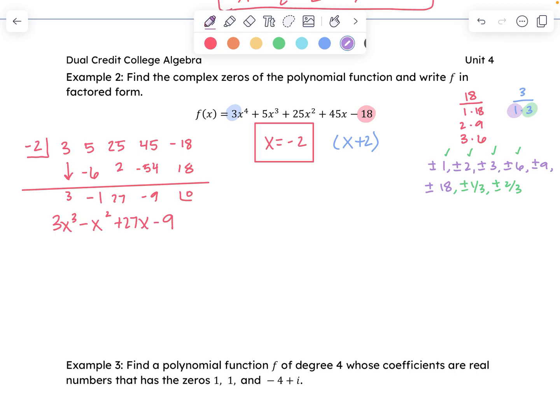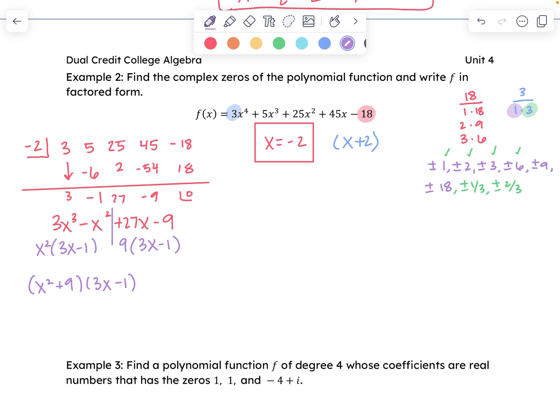And from here, I can actually go ahead and factor. So I can take out from the front group and the back group, so factoring by grouping. From the front group, I can take out an x squared, and I'm left with 3x minus 1. From the back group, I can take out a 9, and I'm left with 3x minus 1. So I get x squared plus 9 and 3x minus 1. And then I set both of those equal to 0 and solve.